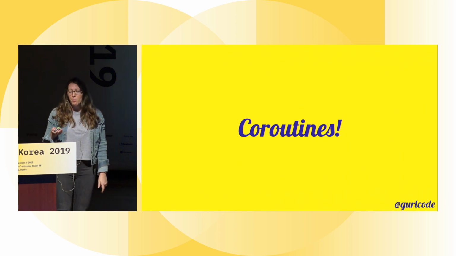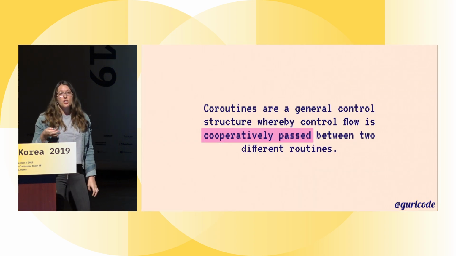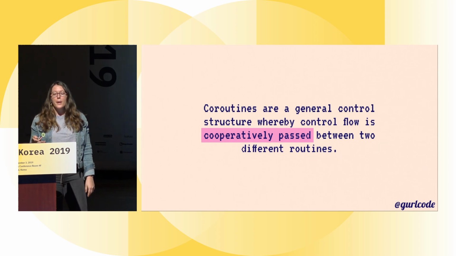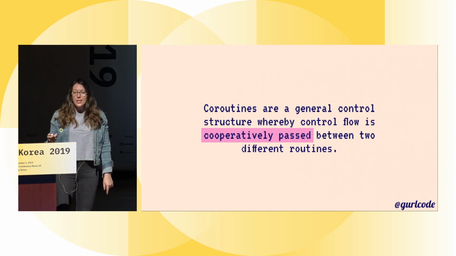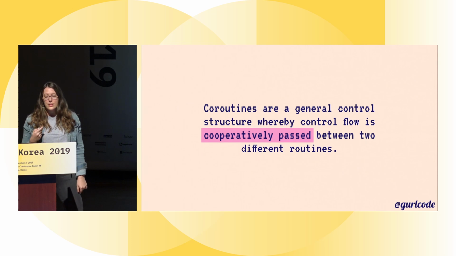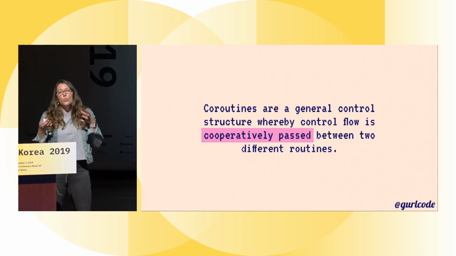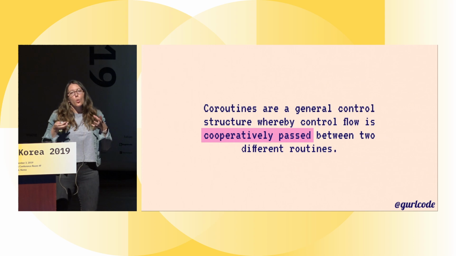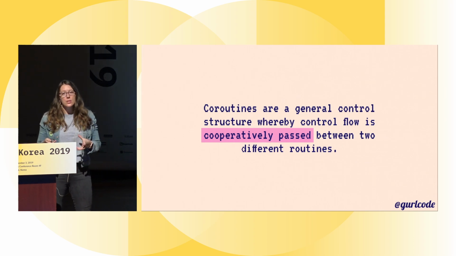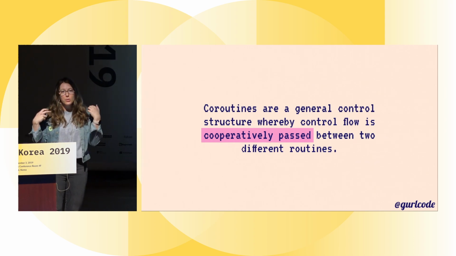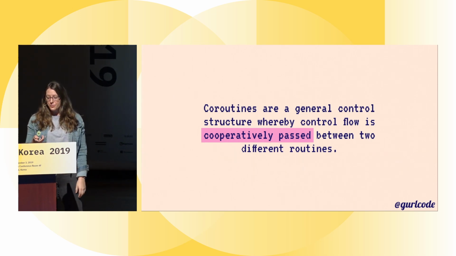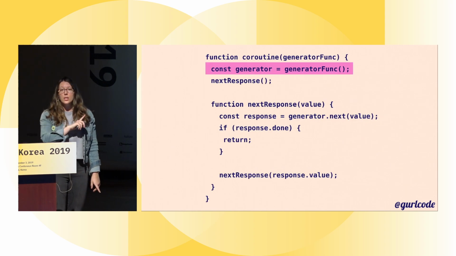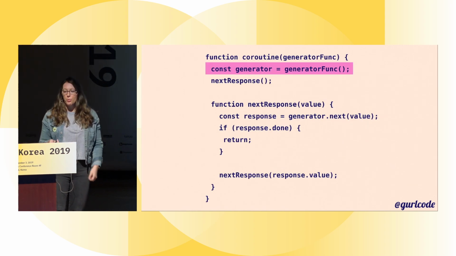Coroutines are really cool. I'm a big fan of them. They are a general control structure whereby control flow is cooperatively passed between two different routines. This doesn't make a lot of sense, but it will soon, because the generator can't resume itself. You need a cooperative partner to help out. So something has to take control away from the generator, but then also hand it back to the generator to run its own code. This function is a basic example of a coroutine.